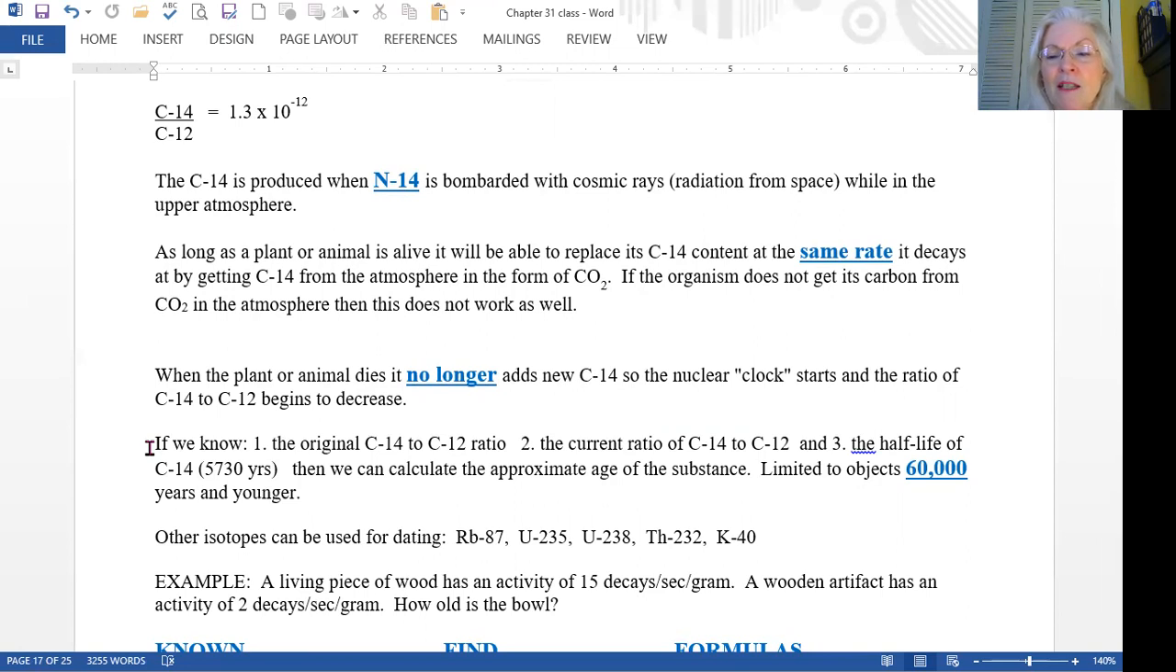Carbon-14 dating is limited to organic materials that are 60,000 years of age or younger. If you get older than that, there's so little carbon-14 left in your sample that it's really hard to measure. And so we tend not to use it for really old things. And again, it's for organic materials. Other isotopes can be used for radioactive dating: rubidium-87, uranium-235, uranium-238, thorium-232, and potassium-40 are all used frequently for radioactive dating.